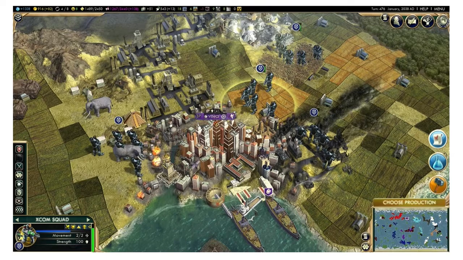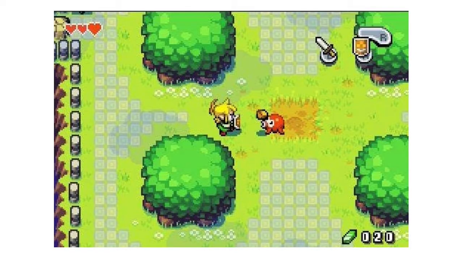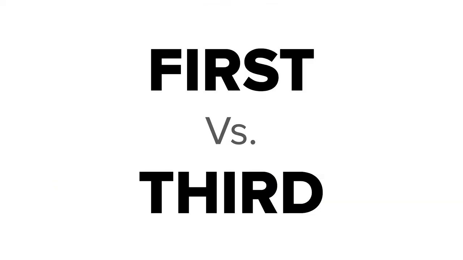Now, God's eye view, again, I would argue is not third person, even though the camera might be in a similar position. There is no sense of one individual character in a God's eye view game, as you would get in a Zelda type game or any sort of top-down side-scrolling game where there's an active character playing.